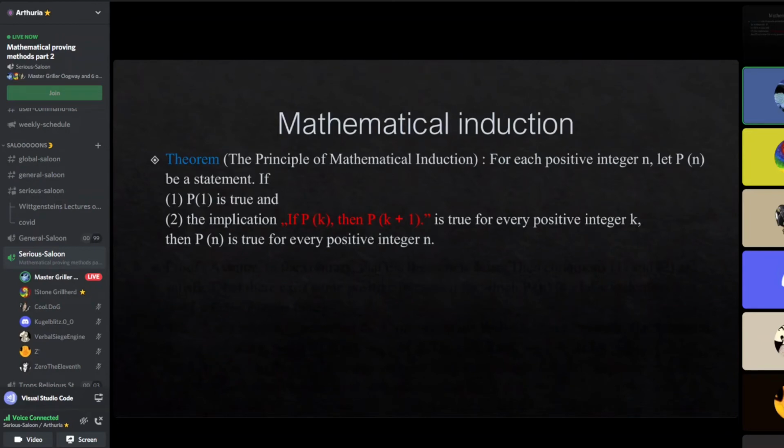The second is the implication, which states that for some k in n, k must be greater than 1 in this case, but it's a placeholder. It doesn't really matter, right? If the implication states that if Pk, then Pk plus 1 is true, if these two conditions are met, we are done.